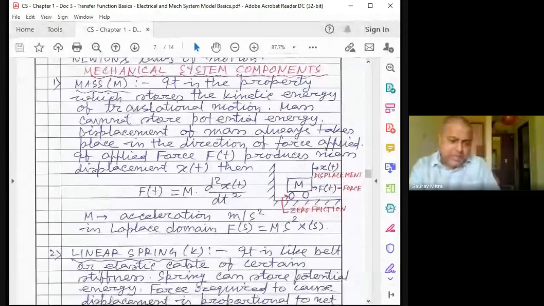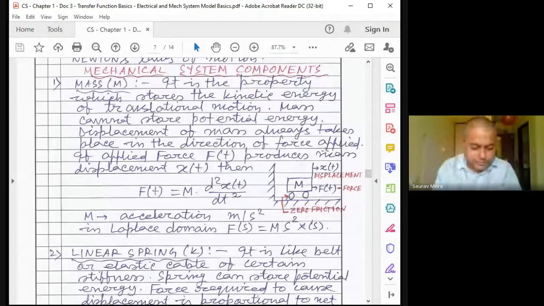Now, as we have R, L, C in the case of an electrical system, let us see what the mechanical system components are. The first component is mass. Mass means any weight. I have my mobile, and this also has mass, so this is a mechanical object m. It is the property which stores kinetic energy of translational motion. Mass cannot store potential energy, so mass always stores kinetic energy.